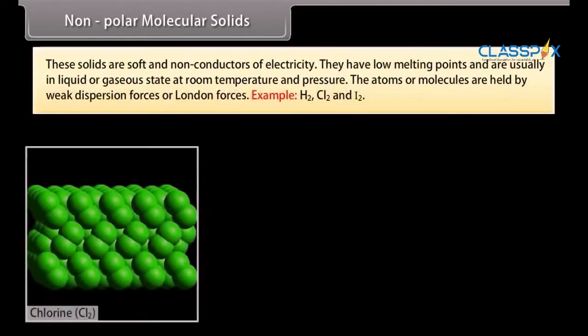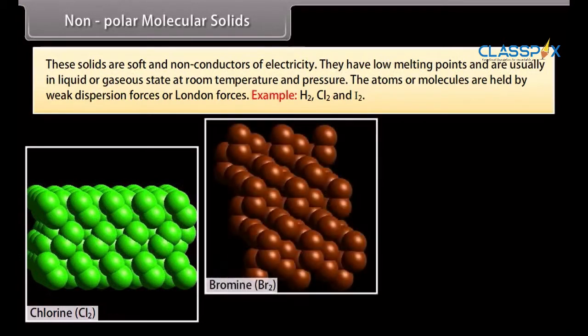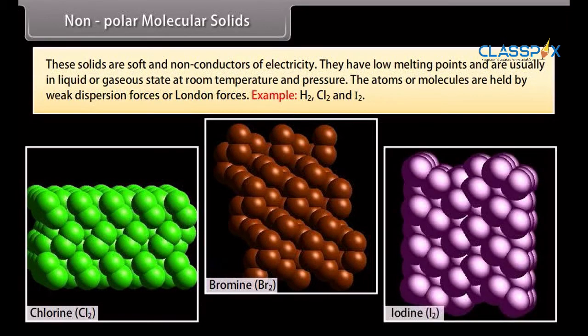Nonpolar molecular solids. These solids are soft and non-conductors of electricity. They have low melting points and are usually in liquid or gaseous state at room temperature and pressure. The atoms or molecules are held by weak dispersion forces or London forces. Examples: H2, Cl2 and I2.